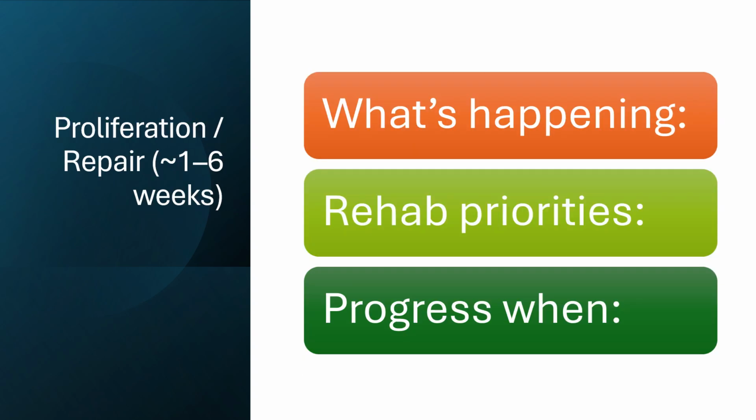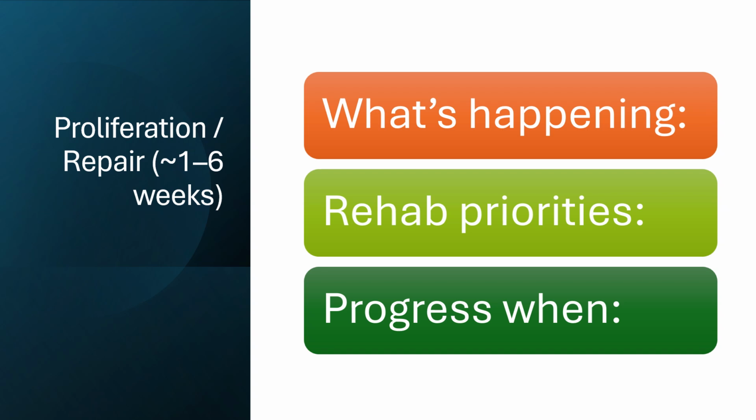The next stage of injury is when we go into proliferation and repair, and this happens between 1 to 6 weeks. What is happening during this stage of healing? We have fibroblast activity. We have type 3 collagen being deposited. The tissue remains immature and disorganized.